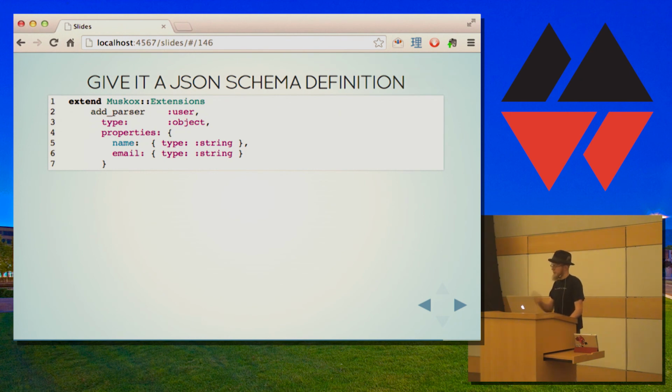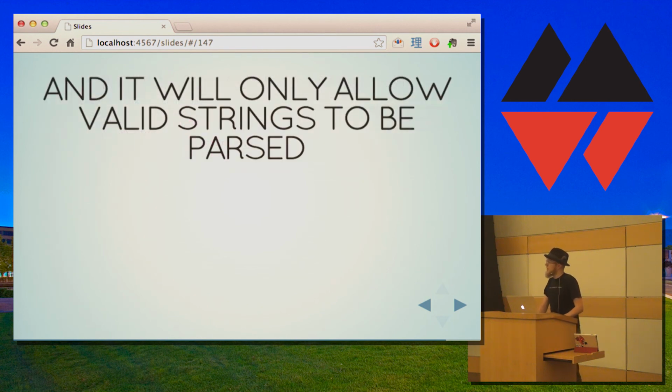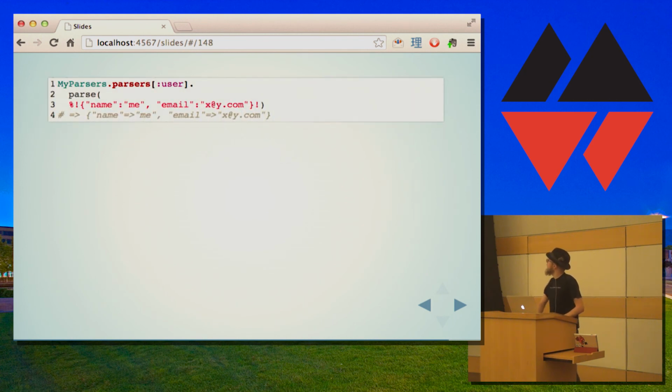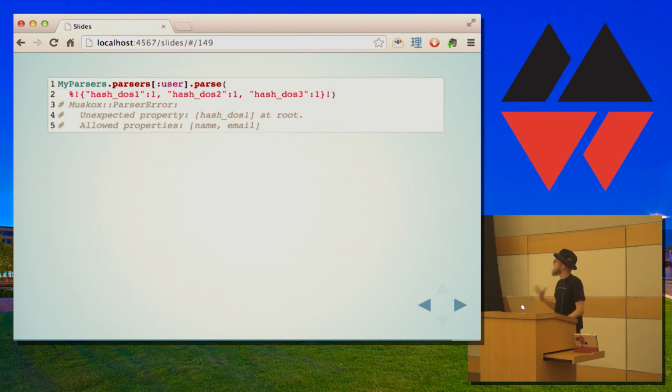The current implementation looks kind of like this. You can include it as a module, and it'll define some methods, and then you can add a parser with a particular name, and you give it a schema that's related to the JSON schema. That way you can strongly specify the types that are allowed for the properties and the kinds of objects that you're expecting to allow as input. It will only allow valid strings to be parsed, and it won't even create hashes if things are invalid. So you create a parser, then you can parse, and if it works, it gives you back some nice data. But if it doesn't work, it gives you back an error, and it tells you this was the unexpected thing that I found, and these are the things that are allowed at this level of the input language.